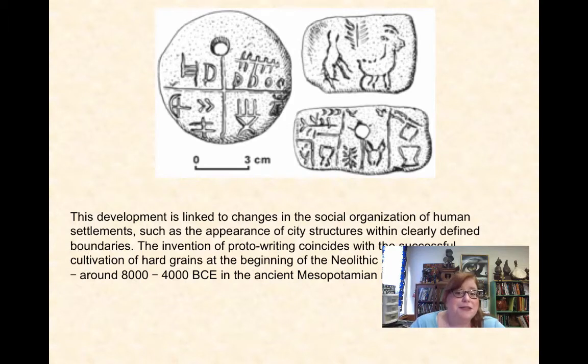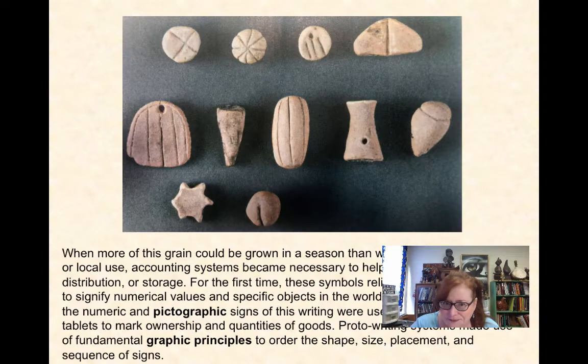So this development is linked to changes in the social organization of human settlements, like the appearance of city structures within clearly defined boundaries. The invention of proto-writing coincides with the successful cultivation of hard grains at the beginning of the Neolithic or New Stone Age period, from about 8,000 to 4,000 BCE in the ancient Mesopotamian region. So again, what does this all mean? So people are living in groups, large settlements that they needed to put boundaries around.